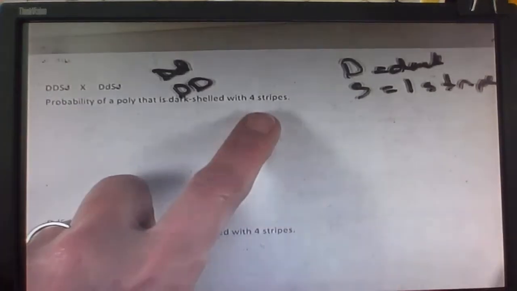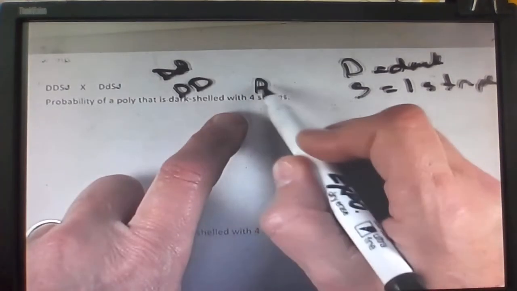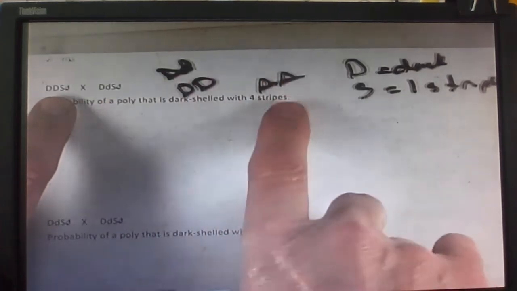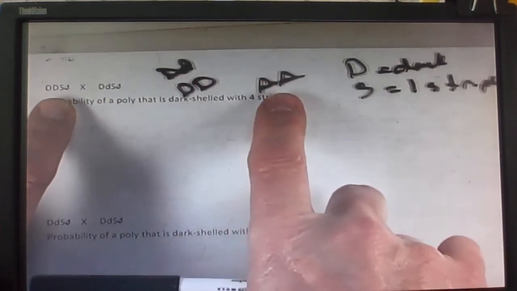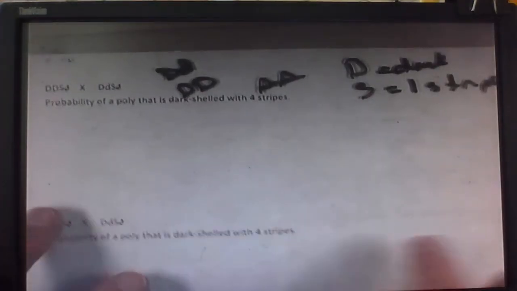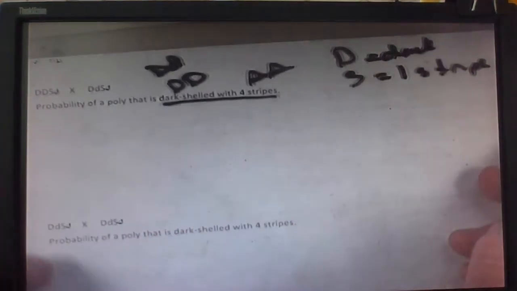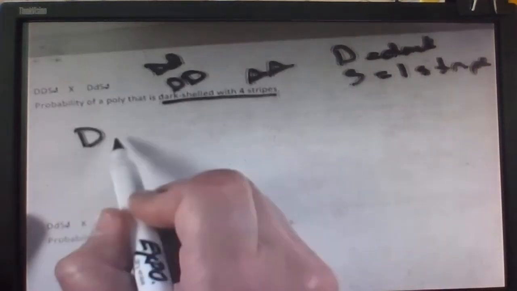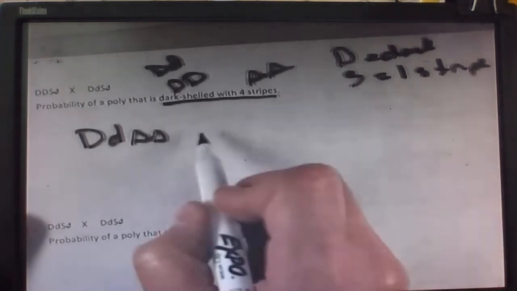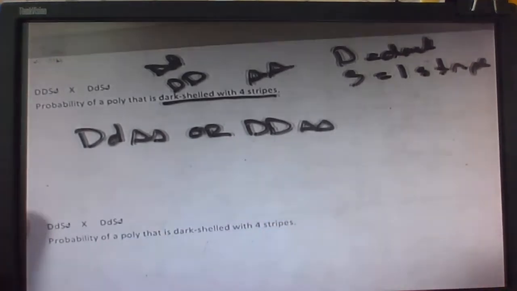All right, 4 stripes. So what's a genotype for 4 stripes? 2 little s. Has to be 2 lowercase. Nothing else. Looking at the parents, is it possible that I would get an offspring that's 2 lowercase? Yes. Okay, so all of these are good. All right, now we need to find the probability of a roly-poly that's dark-shelled with 4 stripes. So I could have a dark-shelled with 4 stripes that looks like this, correct? Yes. Or I could have a roly-poly that's dark-shelled with 4 stripes that looks like this.